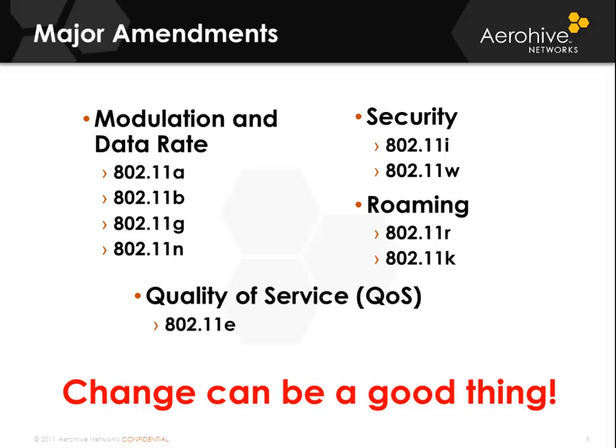OFDM and the data rates used by A were much faster than those used by 802.11 and 802.11b, but they worked in a different frequency range. 802.11a operates in the 5 GHz range. Seeing the speeds that A offered, people wanted those speeds in 2.4, but we had to have backwards compatibility with existing 802.11b and 802.11 devices.